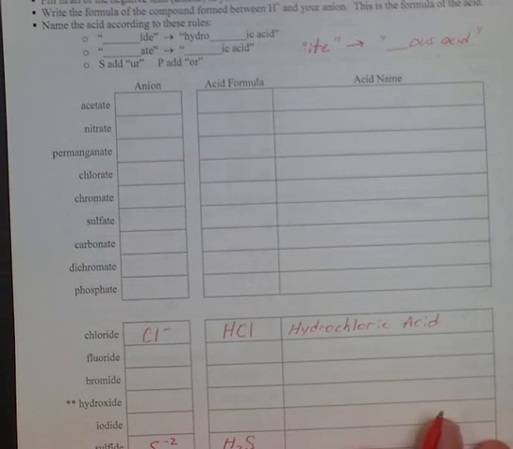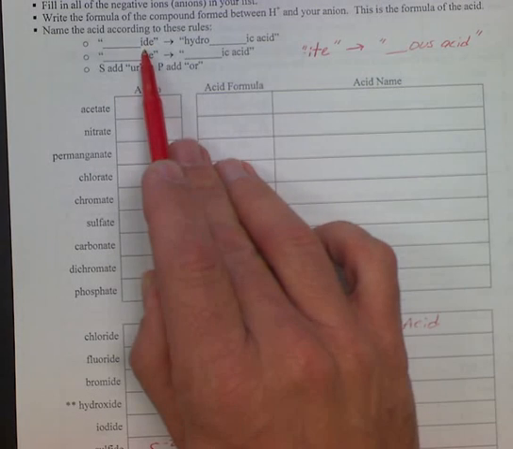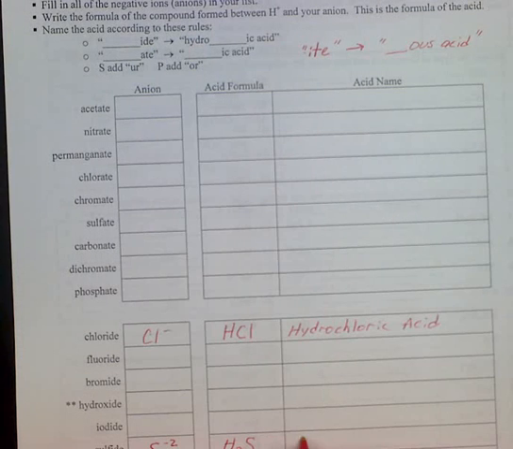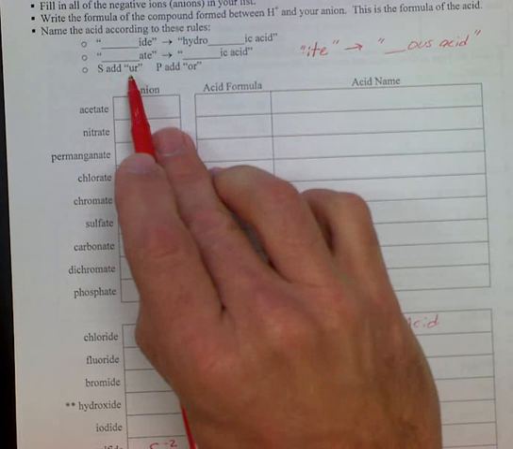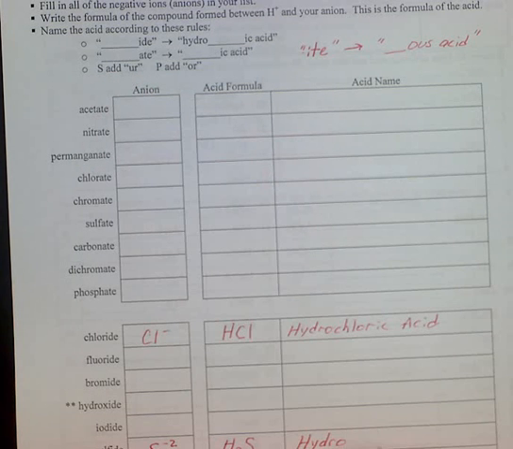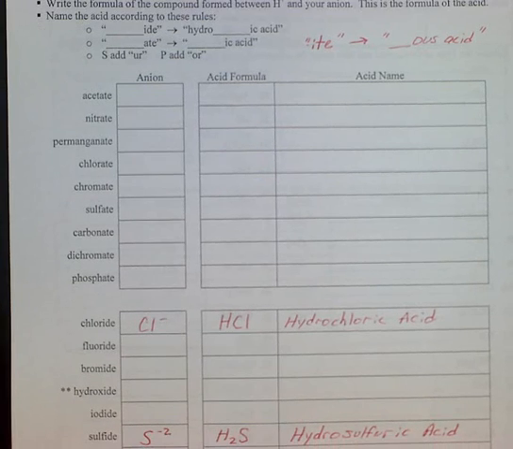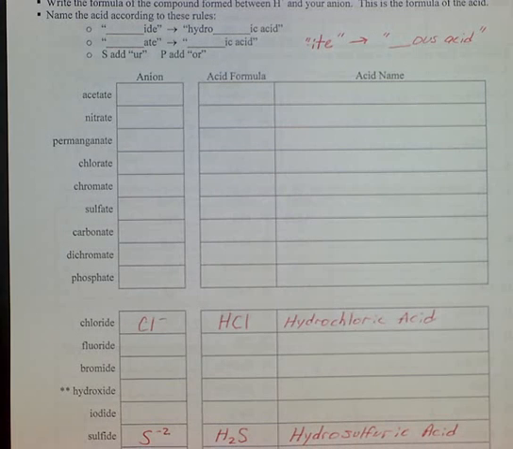Now the name, again, sulfide ends in IDE, so I'm going to use the hydro prefix. So it would be hydro. And then you see this little note up here for sulfur, you add a UR. What that means is the sulf is the root word, and we're going to add the UR. So essentially we're just writing the word sulfur. So this would be hydrosulfuric acid, because it ends in an IDE.